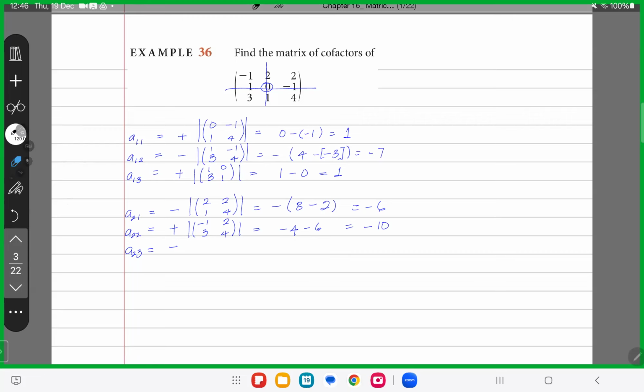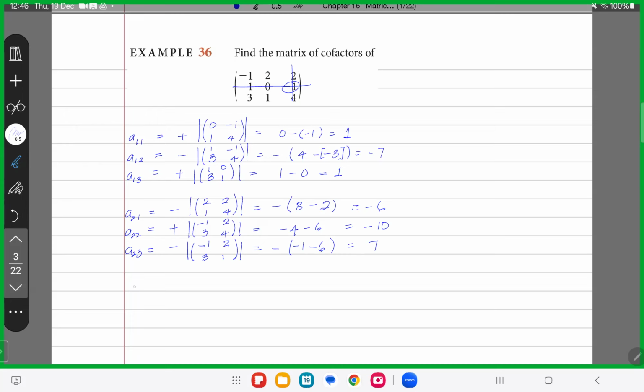Then the third element in the middle row, so we're ignoring these and finding the determinant of the matrix formed by the remaining elements. The sign convention is negative. Minus 1, minus 6. This is minus 7. Negative times a negative is a positive.